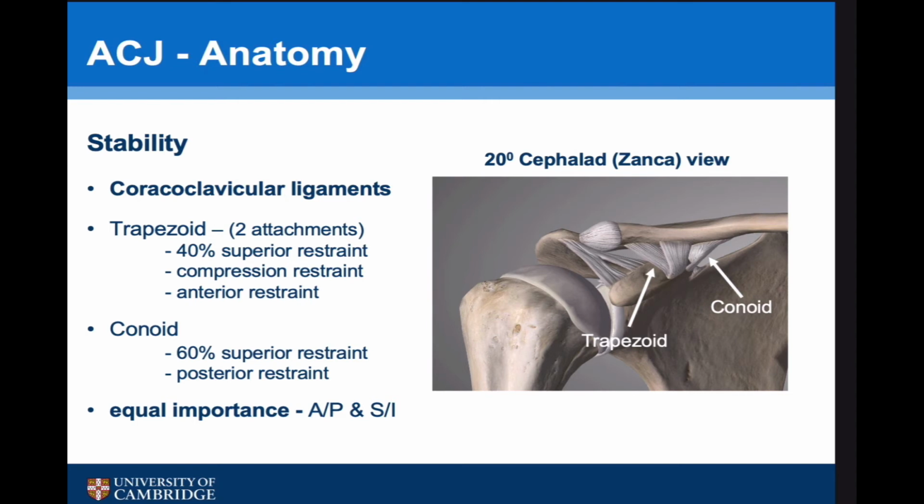There are two ligaments. There's the trapezoid ligament, which actually has two attachments, and it's responsible for 40% of the superior restraint of the clavicle going up. It resists compression, so this is the ligament that allows us to remove the lateral end of the clavicle without it collapsing down, and it also provides an element of anterior restraint. The conoid ligament, which is slightly more medial, is responsible for 60% of the superior restraint and also provides posterior restraint. There's an equal importance between the AP strength and the superior inferior strength with the coracoclavicular ligaments.